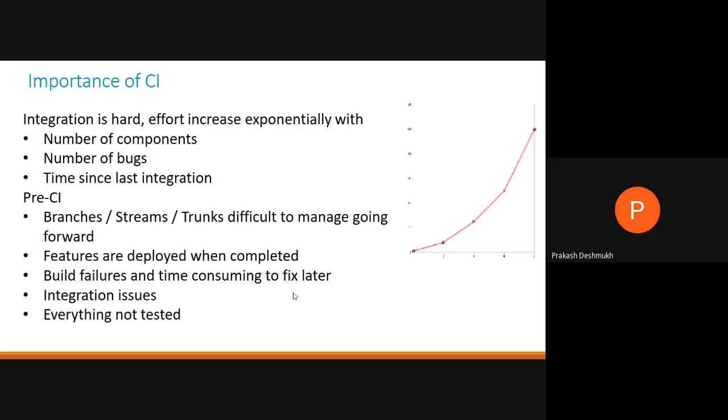Build failures and time-consuming fix of the latter. So builds were run only when some release was happening. First you integrate the code, which takes a lot of time because of a lot of merge issues, because code has not been merged for many days, and then builds are failing. So integration issues arise, and the whole team is trying to fix that, burning their nights.